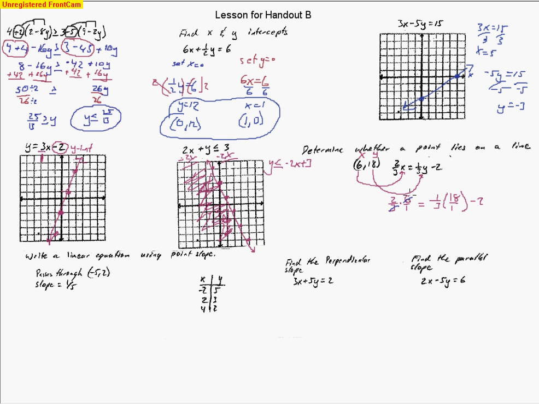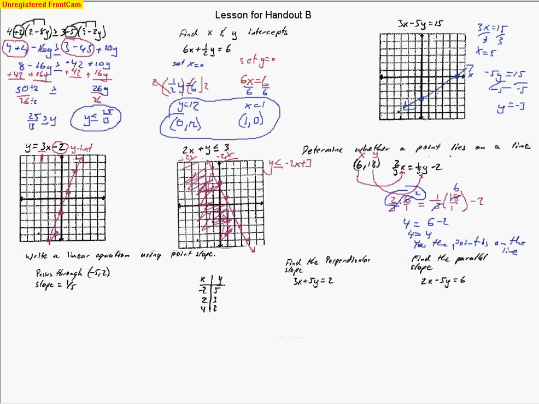3 goes into 6 2 times. Multiply across, and we've got 4. This side, 3 goes into 18 6 times. And then I just do 6 minus 2, which is 4. So when the two numbers do agree, that means yes, the point is on the line.